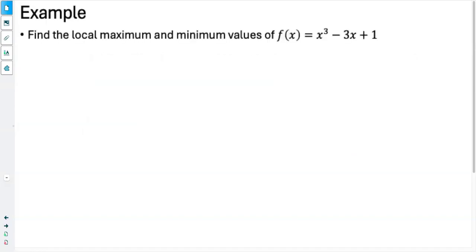Okay, so we want to find our local maximum and minimum values of f of x equals x cubed minus 3x plus 1. So first thing we're going to do is take our derivative.